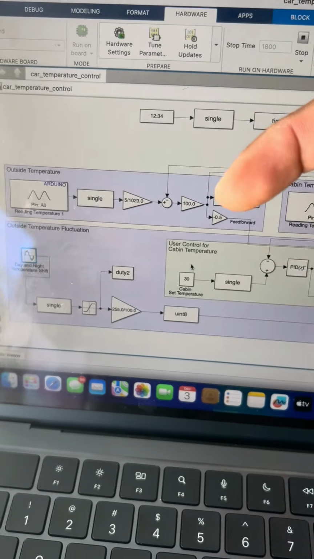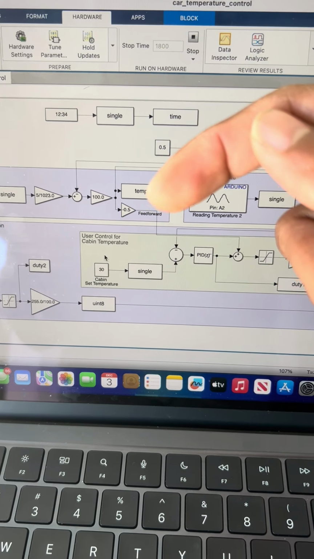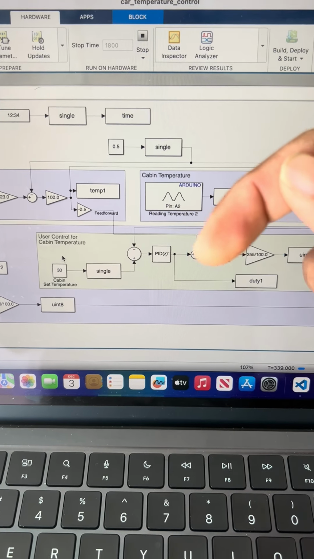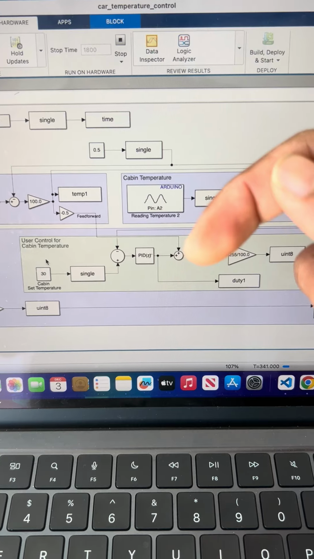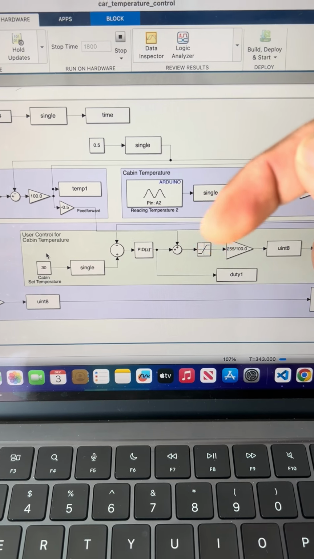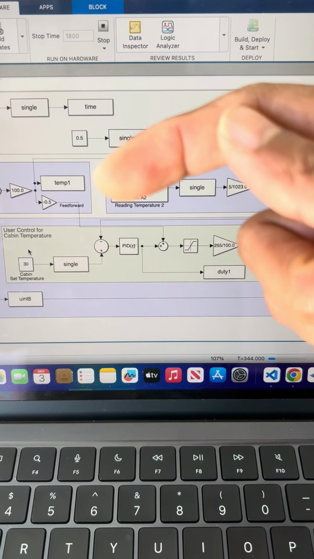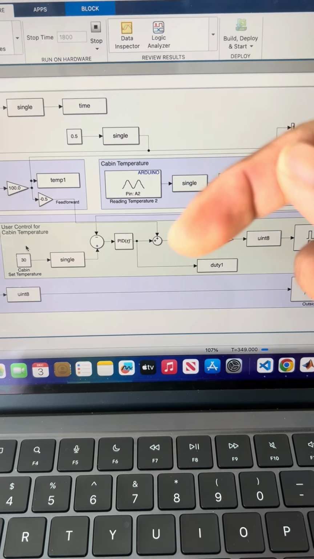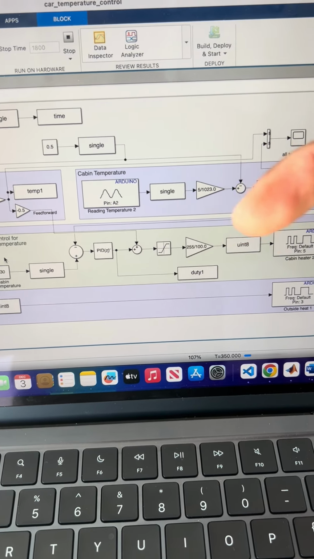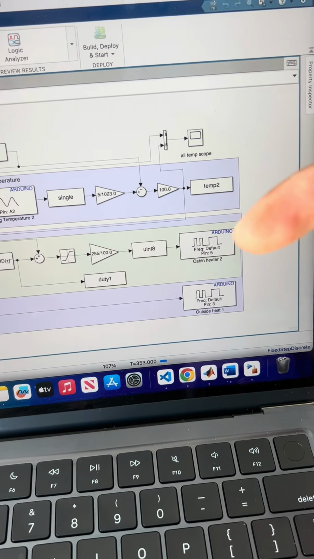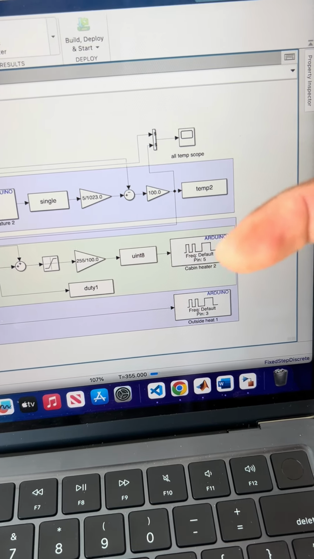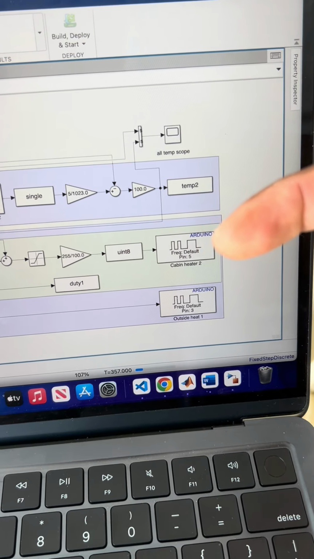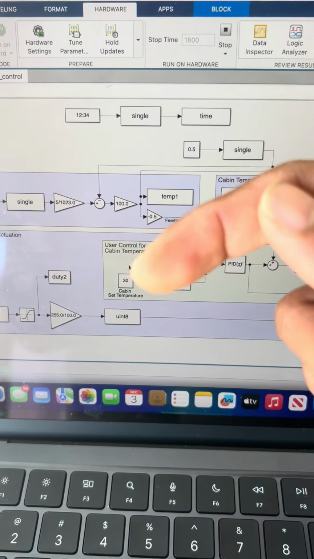And then we bring an outside fluctuation here using a feed forward. So the outside temperature goes through a negative 0.5 feed forward, which gets subtracted here. So let's say if the difference between cabin and outside is like 5 degrees, so 5 times 0.5, that's 2.5 degrees Celsius difference that would go into our system. And then we switch the heater on and off based on that behavior, and that's how we bring the temperature as close to 30.